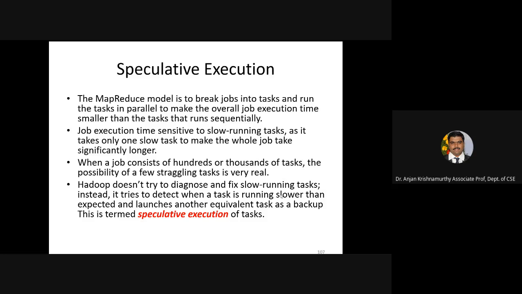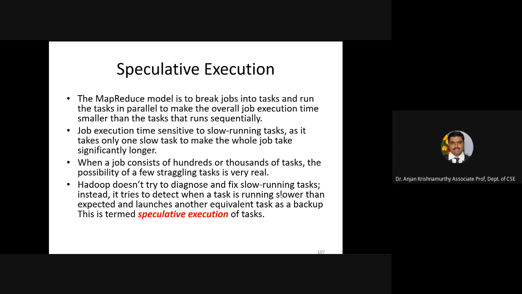When a job consists of hundreds or thousands of tasks, the possibility of a few struggling tasks is very real. Hadoop does not try to fix slow running tasks which are struggling to get resources or struggling to complete. It does not make an attempt to do that. What it does is detect when a task is running at a slower rate than expected, and it launches another equivalent task as a backup task. This is called speculative execution of a task. This scenario occurs very rarely.